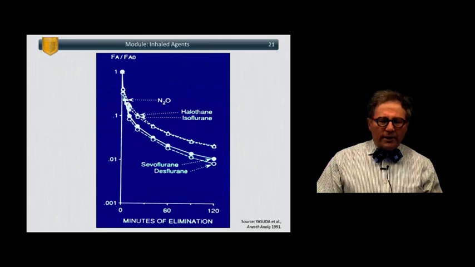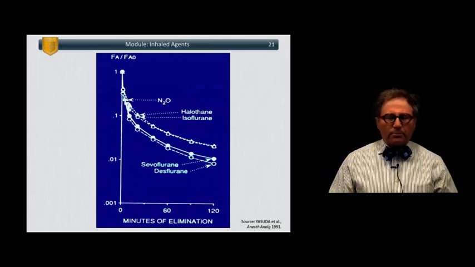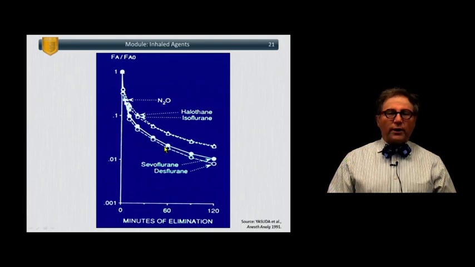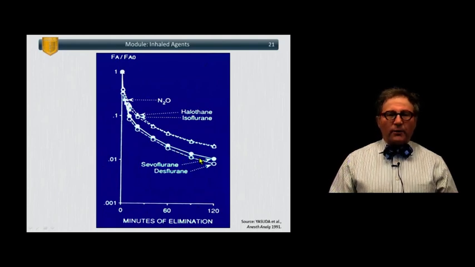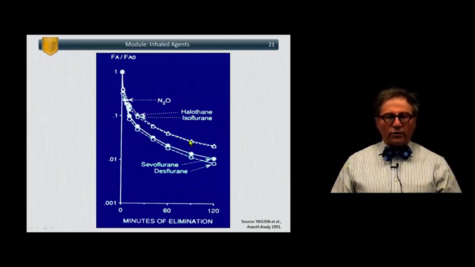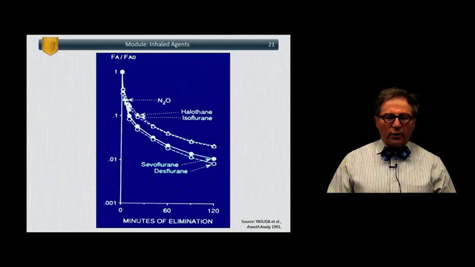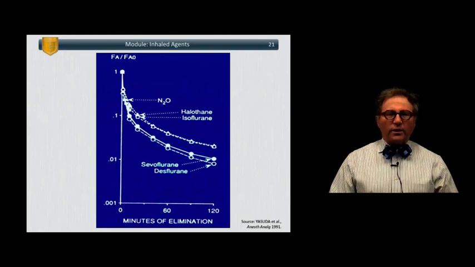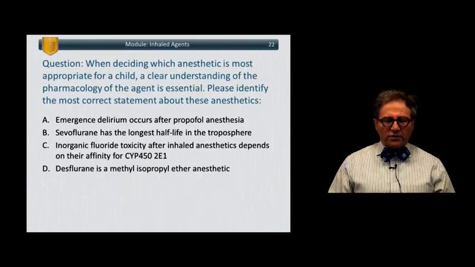Now, the washout of the inhaled agents follows a predictable pattern. Just as sevoflurane and desflurane are insoluble during the wash-in, they're also rapidly eliminated on the other end due to their insolubility, whereas halothane and isoflurane are washed out more slowly, and hence recovery is slower after those agents. And we exploit those in many of our outpatient surgical procedures these days.